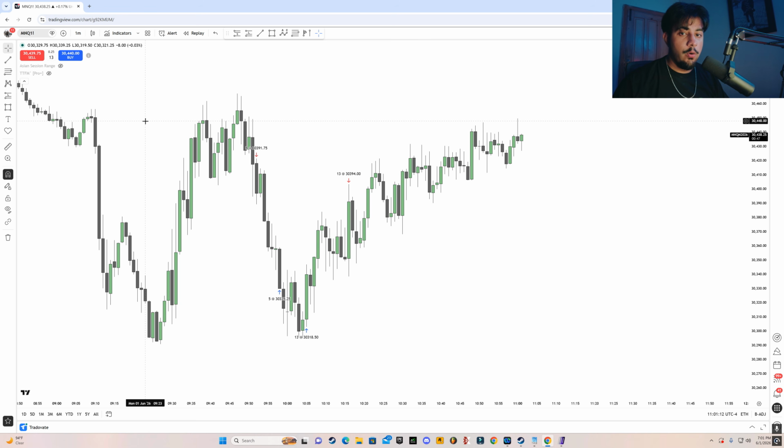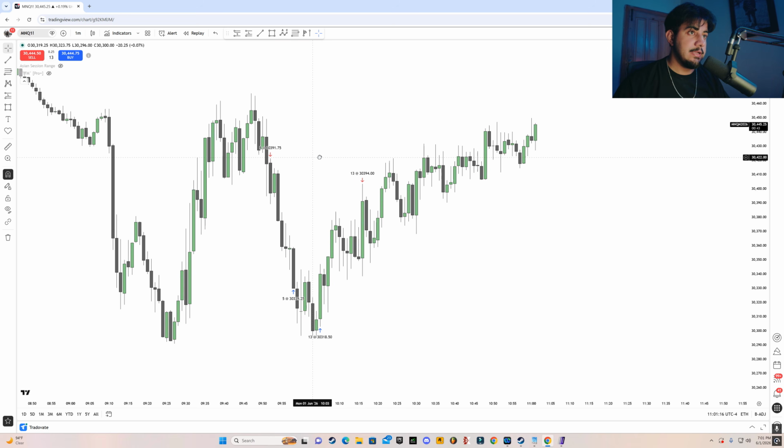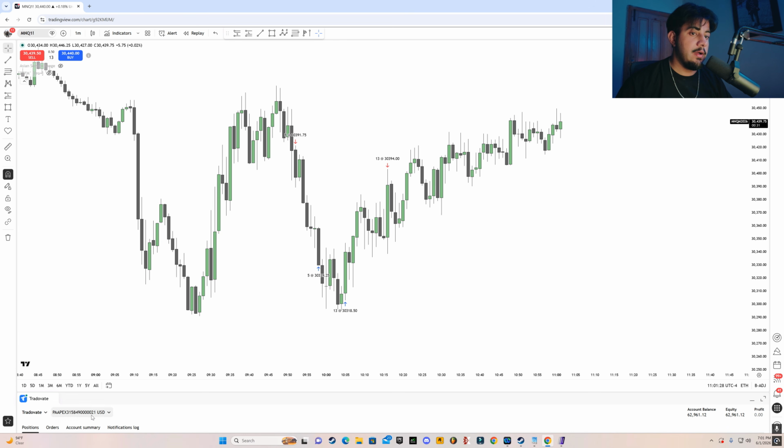Here is how I made over $14,000 today trading NQ with Orderflow. So you can see my executions right over here. I took a short first, closed here, and then I took a long here, and then I closed here for 1 to 2. Now you can see the profits here, and also you can see that I'm on my funded accounts, and the account balance is up to almost $63,000.